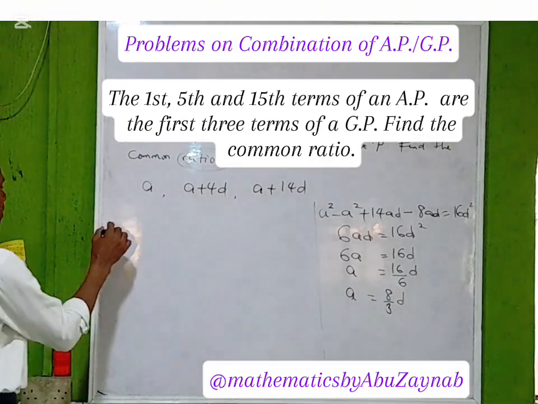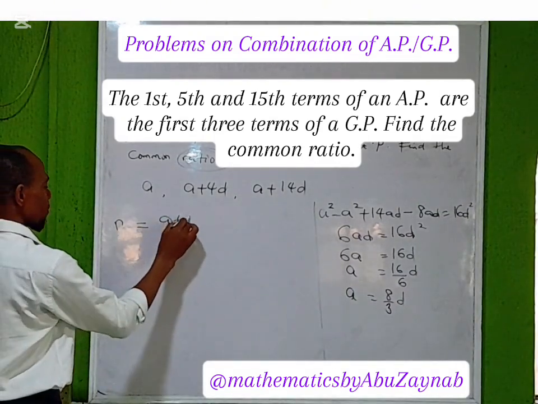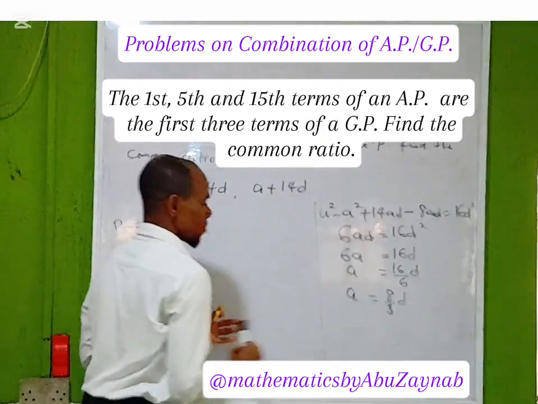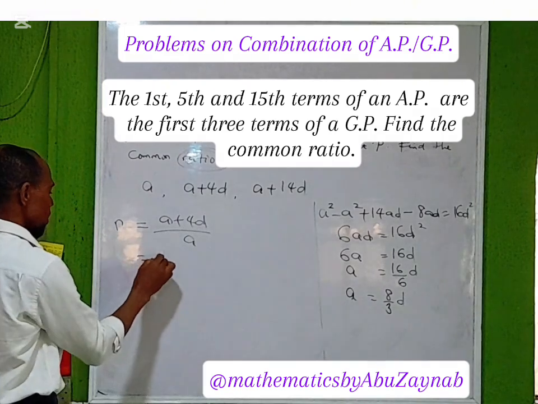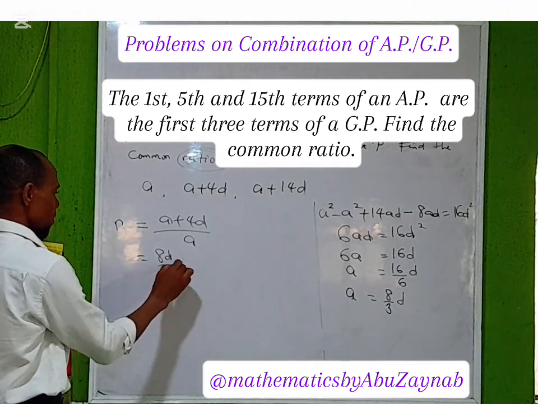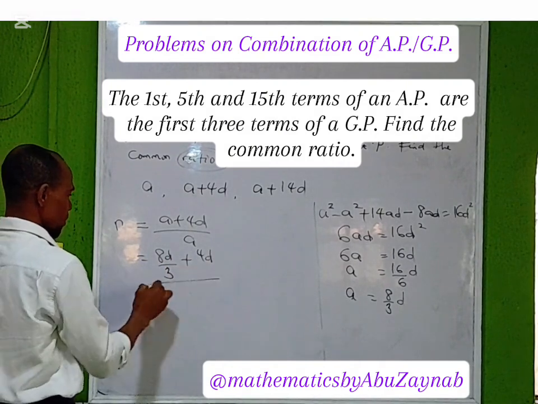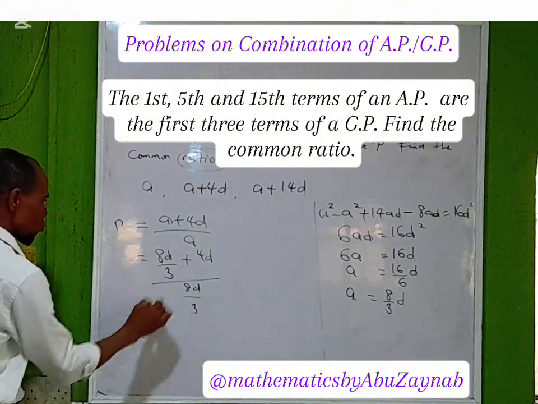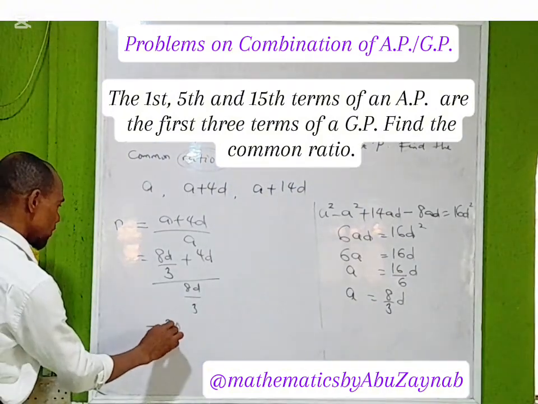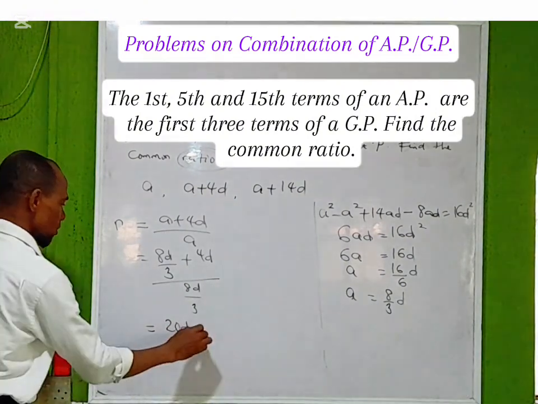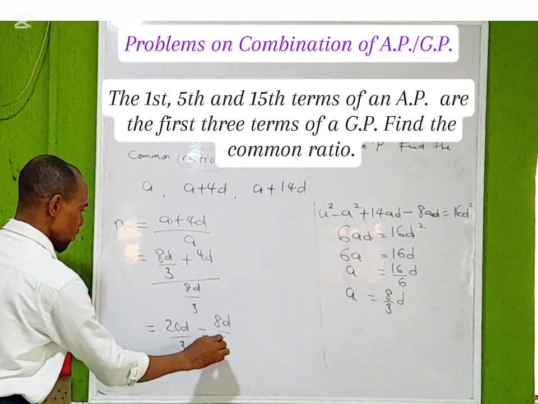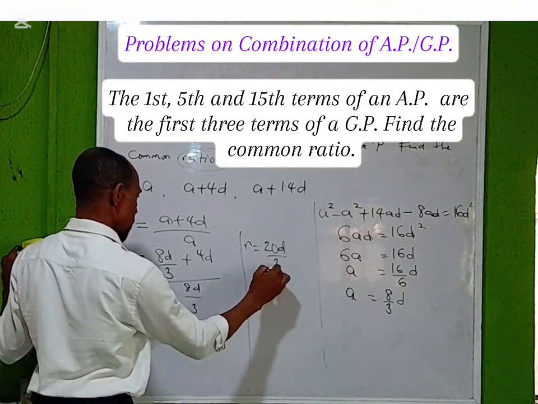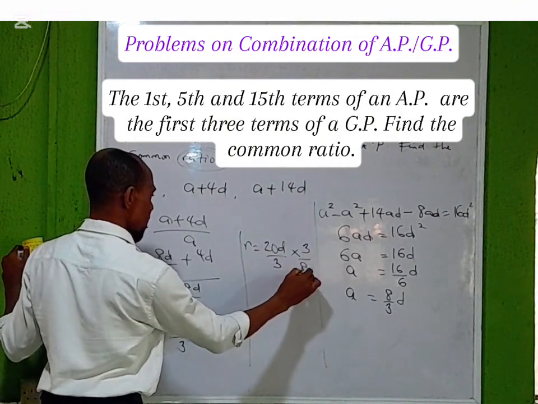So, we say that the common ratio is (A plus 4D) over A. Then recall that A is 8D over 3. So I'm going to say 8D over 3 plus 4D, divided by A again, which is 8D over 3. When I simplify the numerator, I have 20D over 3 divided by the denominator 8D over 3. Hence we have R being 20D over 3 times 3 over 8D.